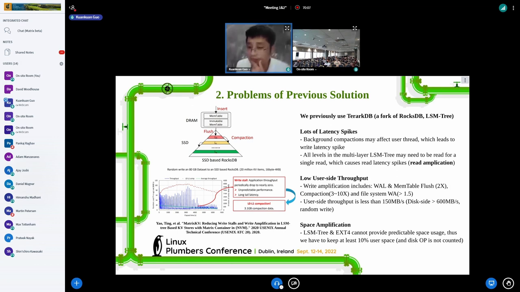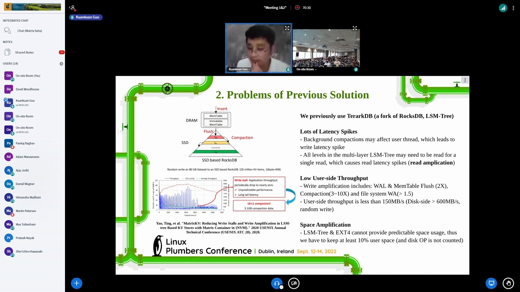The reason for this problem is that RocksDB or TerraDB has WAL writes, memtable flush, and background compaction, and it also has file system internal write amplification. So overall, the write amplification is much higher than we expected.